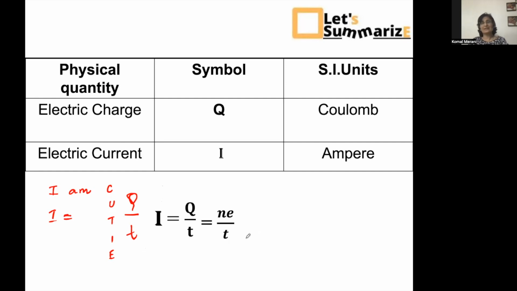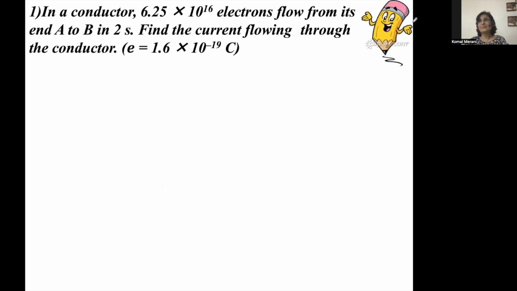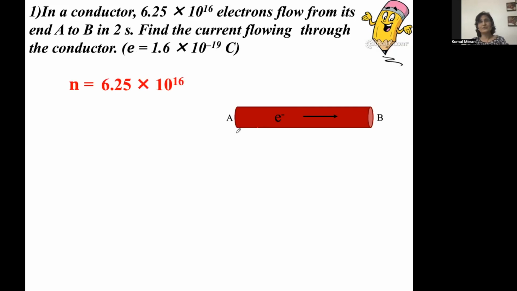So based on this, let's take up one sum. In a conductor, 6.25 into 10 raised to 16 electrons flow from its end A to B in 2 seconds. Find the current flowing through the conductor whereby the charge on an electron has been given to you. So you can see the electrons are flowing from A to B. Mention what all is given to you. You have been given the N, number of electrons. You have been given time, 2 seconds. And you have also been given E.